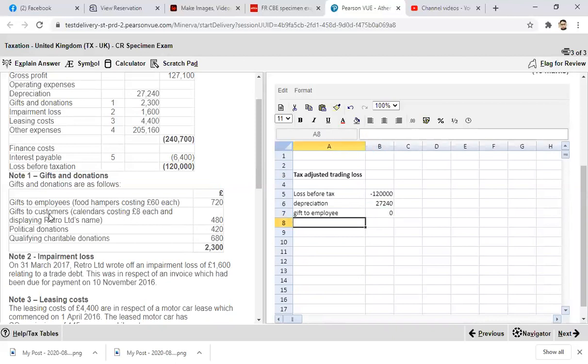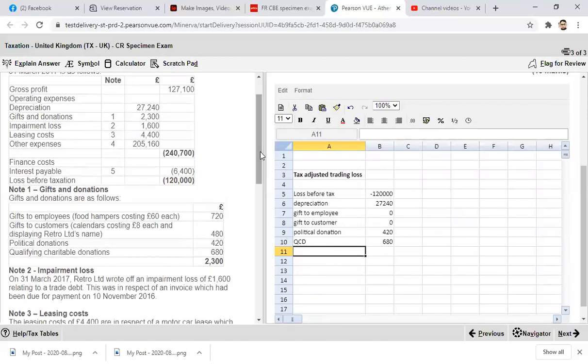Similarly, for a gift to a customer you have to see the conditions. What is the cost? It is less than £50, and it displays Retro's name. So this gift to a customer is also allowable in our example. Afterward we have a political donation of 420. What is the rule? A political donation is disallowed, so we have to write the amount. And QCD, we have to add it back. The reason is that QCD is to be shown in the main pro forma. So if QCD has been deducted in the tax adjusted trading profit computation, you have to add it back and then deduct it in the main pro forma.